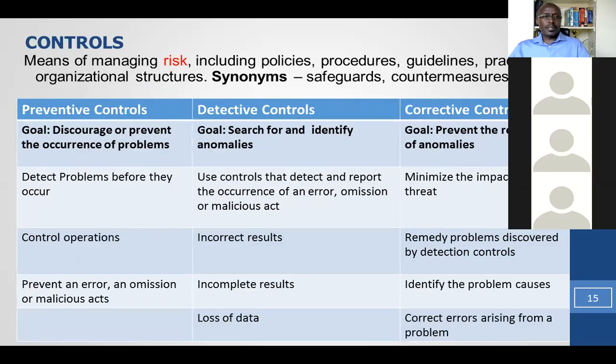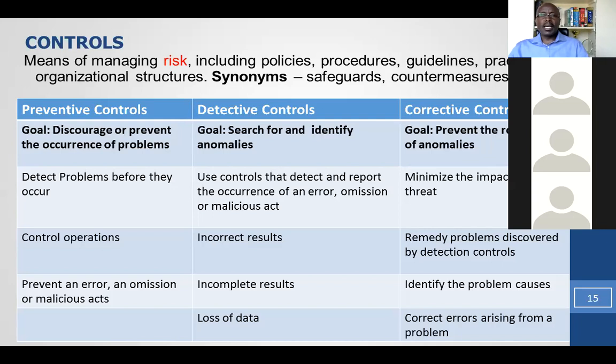Then we have controls, which are means of managing risk. These can be policies, procedures, guidelines or practices, or the general organization structure. So we put controls in place to manage your risks. And later on, we are also going to see where controls come in place, and you can determine which kind of controls you want to put in place. In many organizations, even as you implement an ISMS or implement ISO 27001, you'll always find that there are certain controls that you've already put in place.